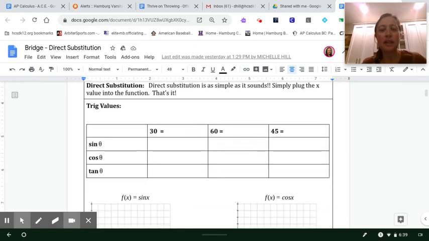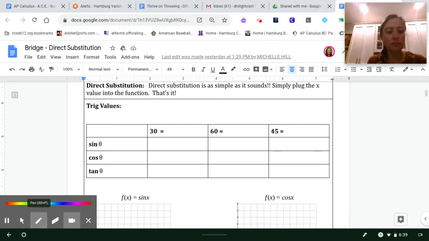Now, the only place it gets tricky, and I guess I should say tricky, it's because of how familiar you are with your trig values. We do use a lot of trig in calc. So I just wanted to quickly go over the trig values for you.